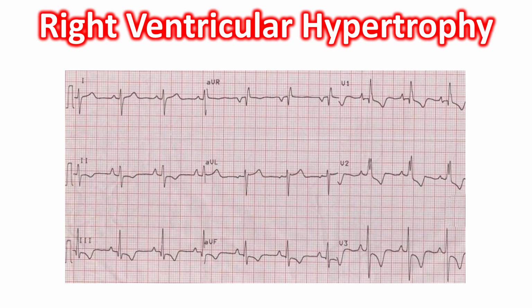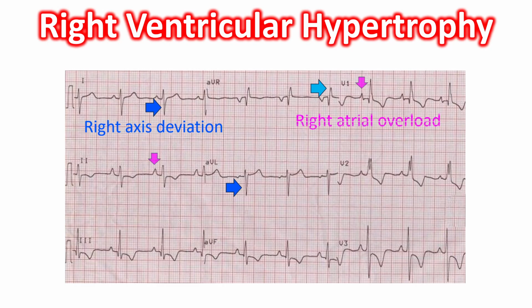Right axis deviation of QRS complex with predominant negative QRS in leads 1 and aVL and QR pattern in V1 suggests severe right ventricular hypertrophy. Sharp P waves in inferior leads and V1 indicate right atrial overload.